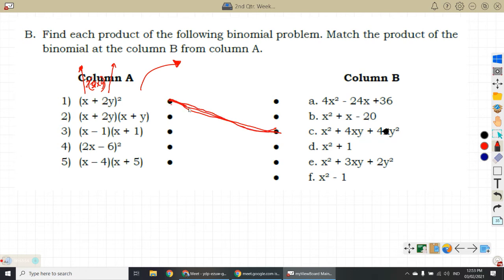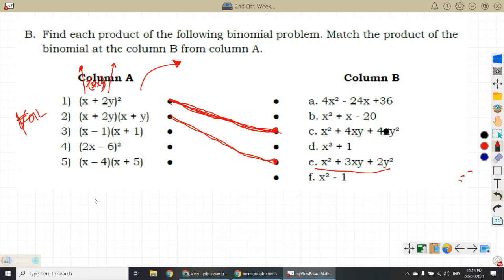How about number 2? Ano naman sa number 2? Number 2 is E. Letter E. E as in elephant. Anong ginamit natin? This is FOIL method, no? You can use FOIL. Ba't wala akong ink? FOIL method. Okay? Para makuha yan.